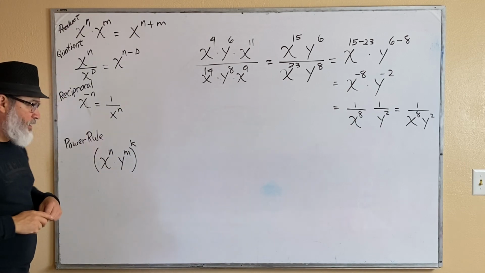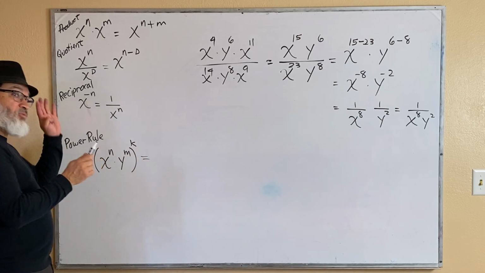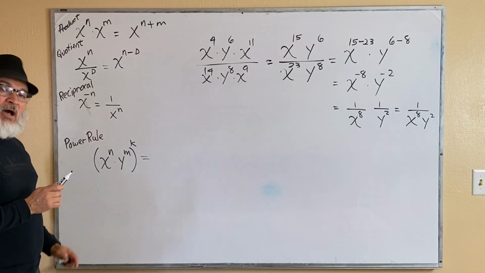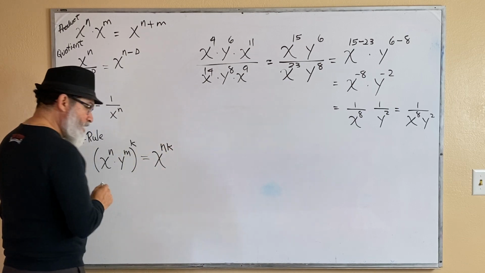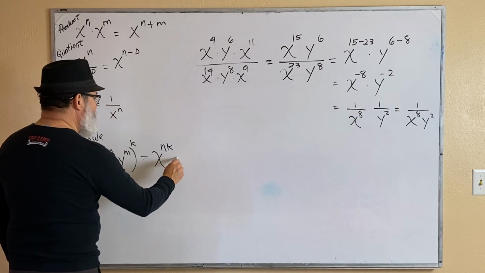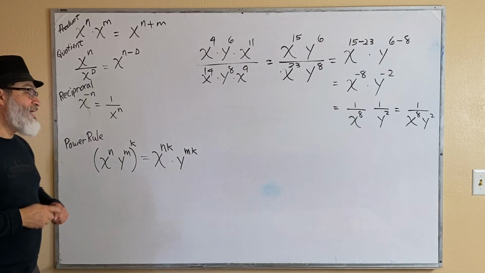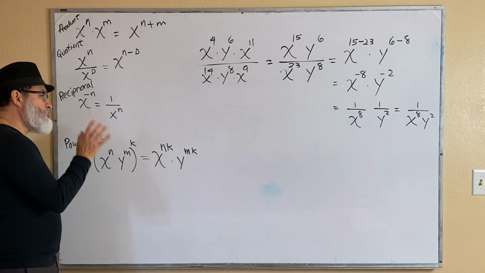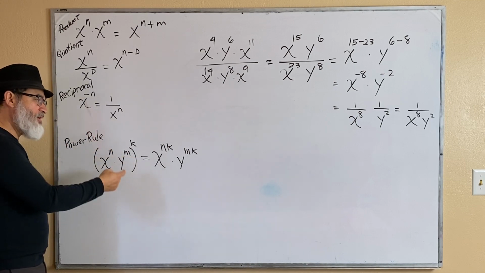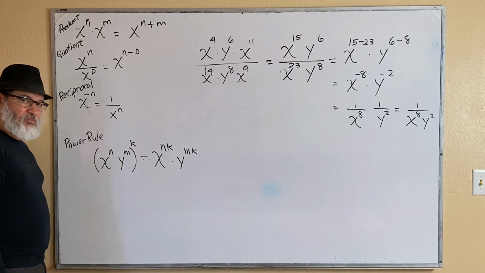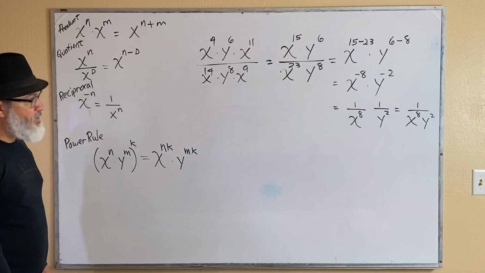No exceptions. So therefore, this becomes, note, x to the nth gets to raise the roof. How? By multiplying the powers. So this becomes x to the n times k, times y to the m times k. Everybody in the house gets to raise the roof. How does everybody in the house get to raise the roof? By multiplying the powers. No exceptions. Okay, let me give you an example.